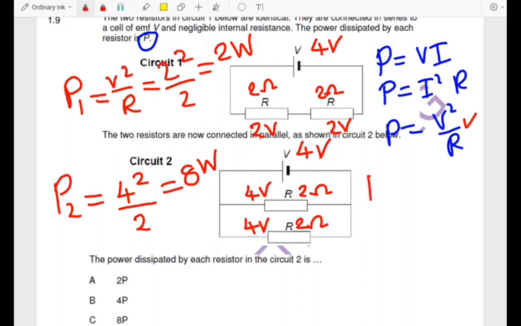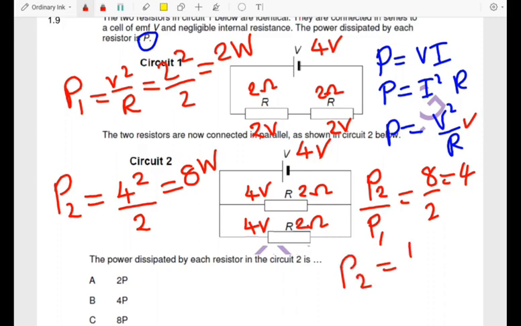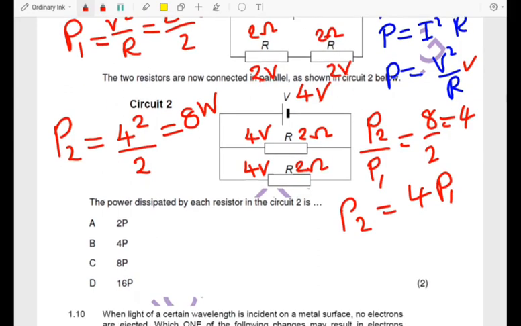So you can see that now, if I take the ratio of P2 over P1, I'm getting 8 over 2, which is 4. So P2 is 4 times the original power. The original power is P, so the answer must be B, 4P.